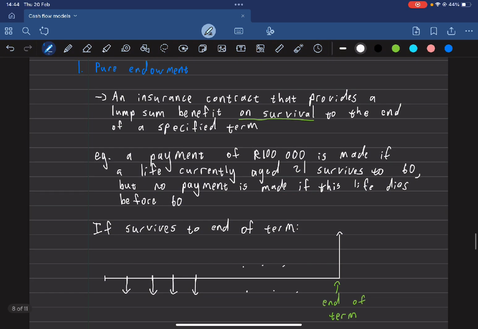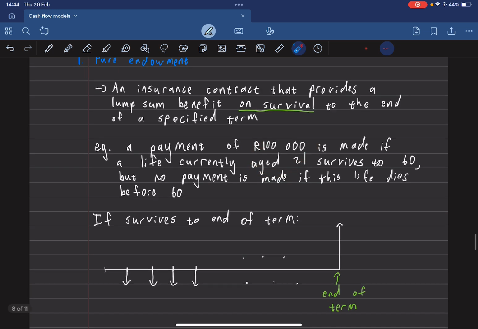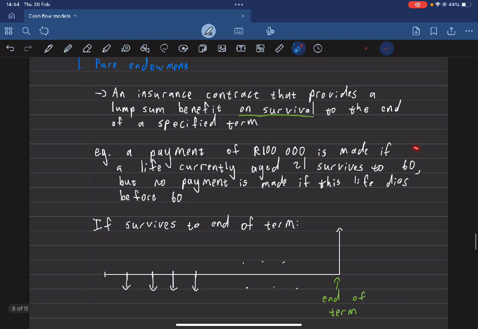And let's have a quick look at an example. So let's say you get a payment of 100,000 Rand if a life currently age 25 survives to 60. So let's say you're a 21-year-old and you buy this pure endowment, and if you survive to 60, then you'll get 100,000 Rand. But if you die before 60, then you get no payment.